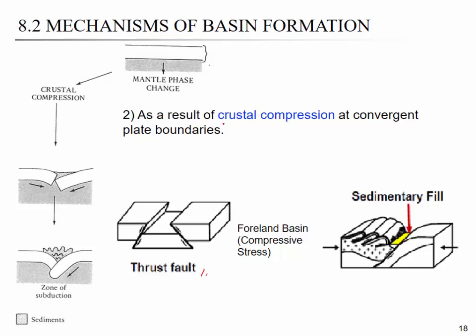So here, when you have a crustal compression at the convergent plate boundary, actually two basins can be formed. You have a fore-arc basin, and there's a back-arc basin, and we're going to talk about it later. Here, back-arc, and here, fore-arc basin. Actually, it's in the later slide. We'll get to that soon.